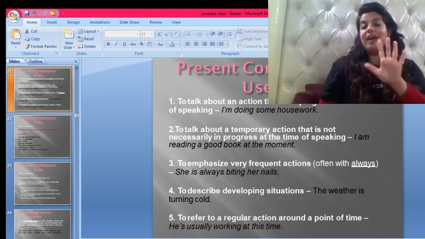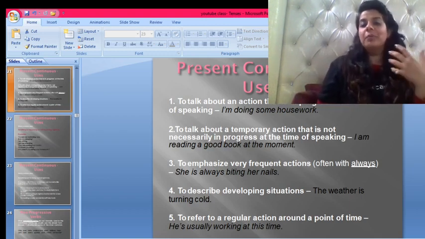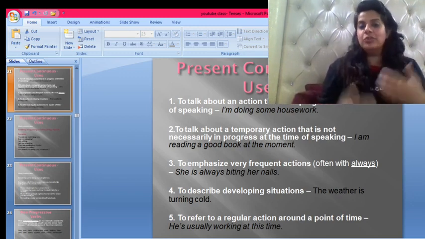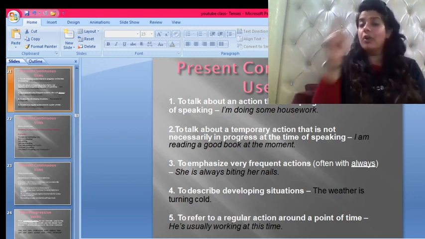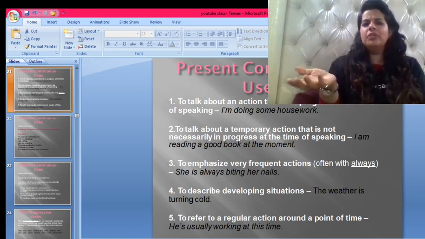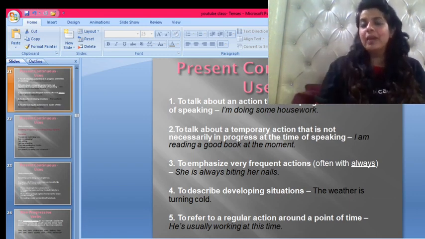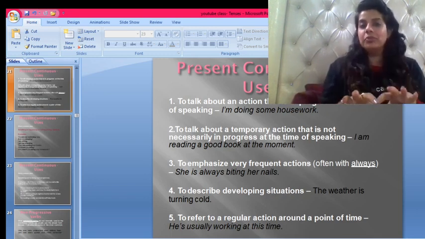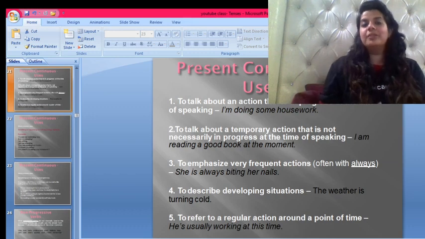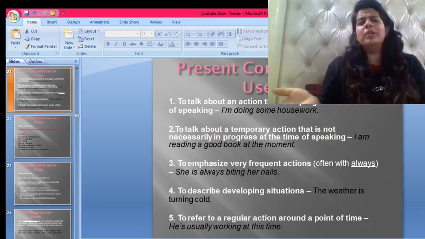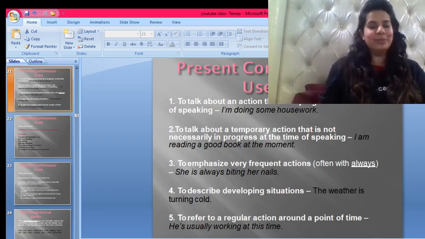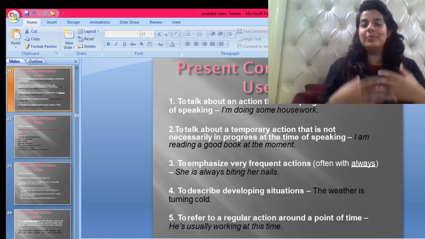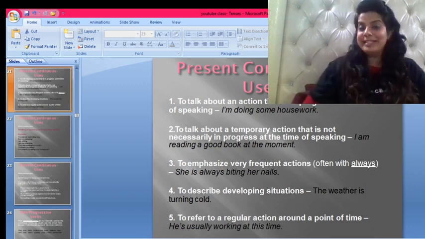And then we have number fifth situation. We use present continuous tense to refer to a regular action around a point of time. He is usually working at this time. When you call someone, you can always ask, what is he doing? You want to ask, what is he doing right now? So the answer could be, he is working. That means he's working at that time. The second answer could be, he is usually working at this time. What else will he do? So these are different places wherein we can use present continuous tenses.